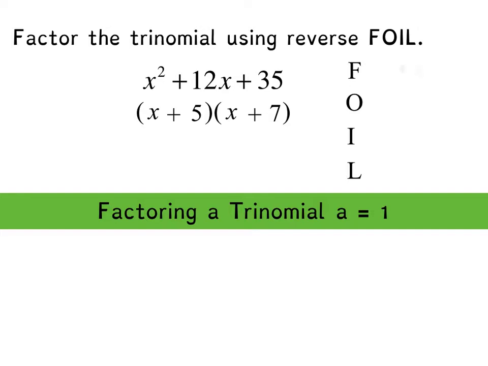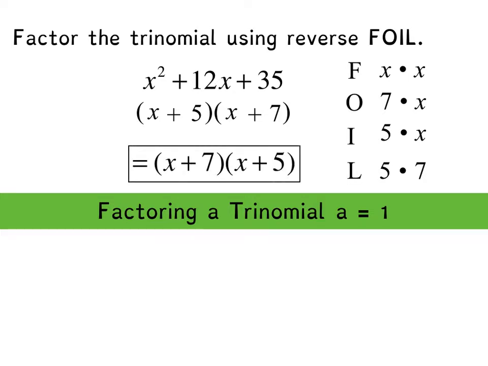Now we'll check using our FOIL acronym. The first two terms multiply together to equal x squared. The outside, 7x, and the inside, 5x, also add together to equal 12x, the linear term. And the last two terms, 5 times 7, equals 35, so this checks out. I can factor the original trinomial as the factored form we see, in either order. So I can write it as x plus 7 times x plus 5.